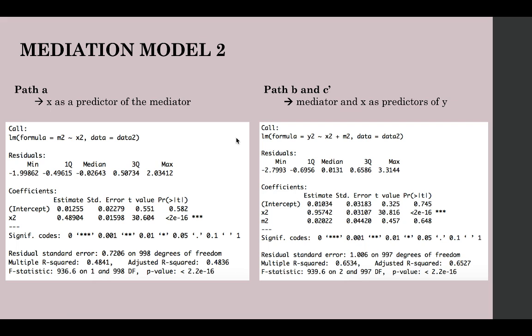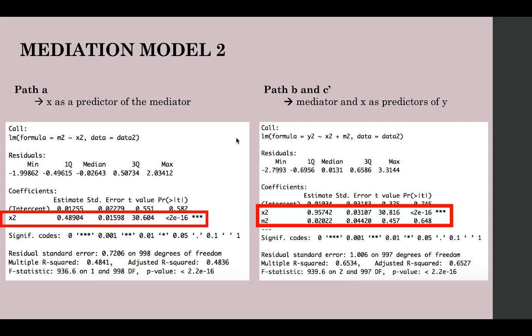And then moving on, we've also established X as a significant predictor of the mediator, treating the mediator as our outcome variable. And then in the final regression model, we can see that X remains a significant predictor of Y, but the mediator is no longer a significant predictor of Y. Therefore, we do rule out mediation. So B is not significant at the 0.05 level.